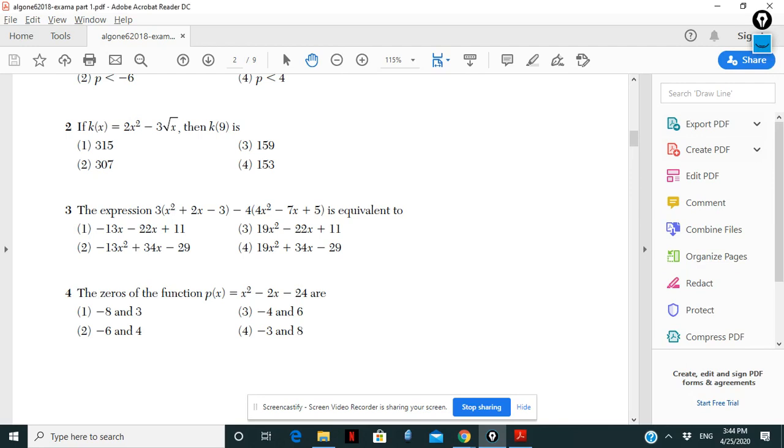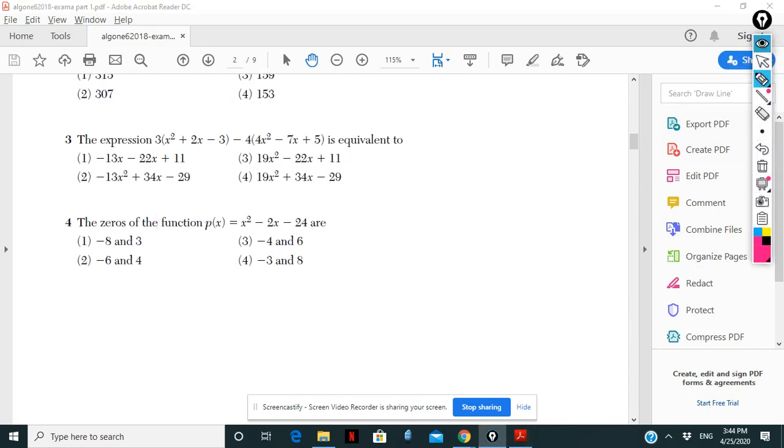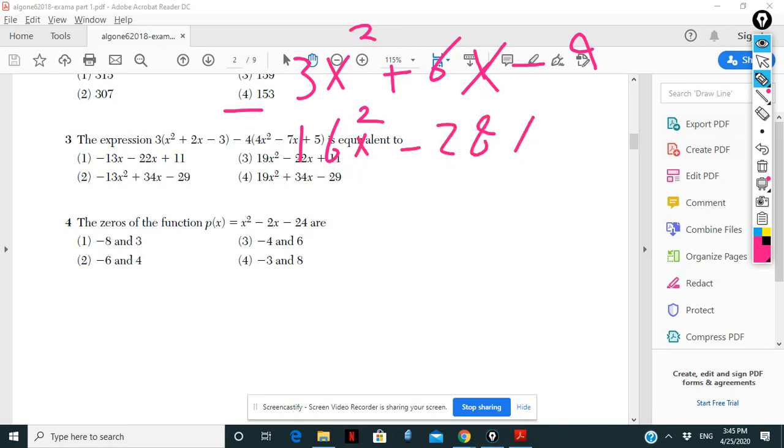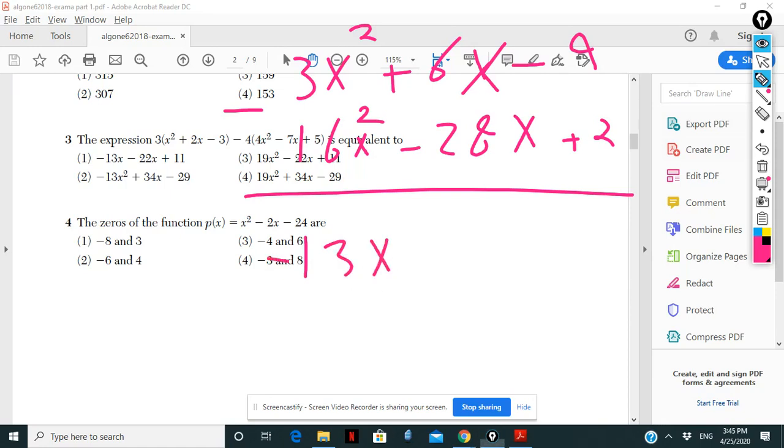Question number 3. This expression is equivalent to... I have to distribute, so I got 3x squared plus 6x minus 9, and I'm going to distribute on the 4, so I get 16x squared minus 28x plus 20. Now 3x squared minus 16x giving me negative 13x squared. 6x minus negative 28 means it's a plus, it's 34x. Negative 9 minus 20 giving me negative 29, so the answer is 2.